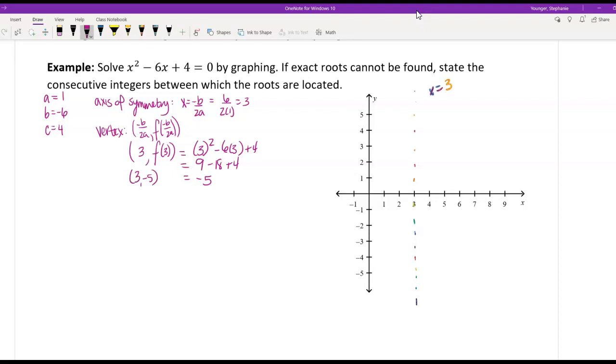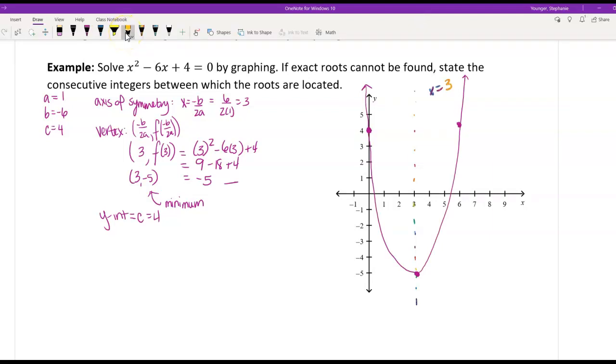So I'm going to go down here. Here's my vertex. Because a is greater than 0, this right here is a minimum. That is the smallest point that we have. All right, next we have our y-intercept of C, which is 4. So I know I'm over here at 4. So if I'm at 0, 4, that means I'm at 6, 4. All right, so let's draw our smooth curve now.